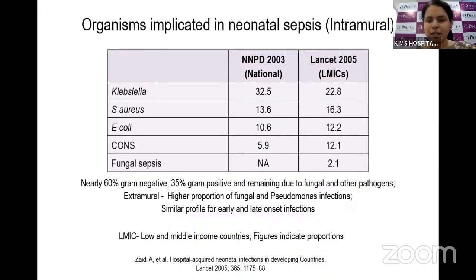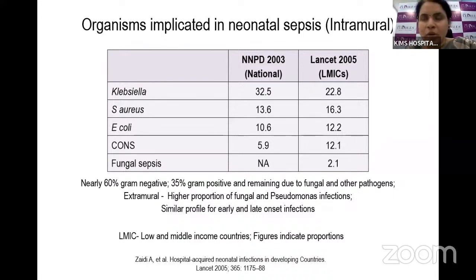Whereas another publication that came from low middle income countries, in Lancet 2005, gave a fairly similar distribution. Again, Klebsiella topped the list with 23% of all the bacterial isolates, again followed by Staphylococcus aureus from the gram-positive group, accounting for 16.3%, becoming the second most common bacterial isolate. E. coli and other gram-negatives came in later. CONS, the proportion increased from 6% to around 12% in this publication, and fungal sepsis came up with a 2.1% proportion among all bacterial isolates.